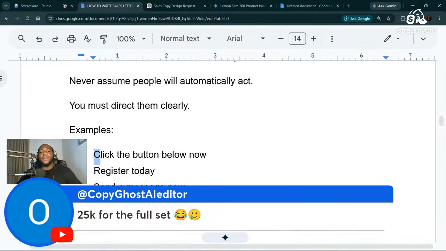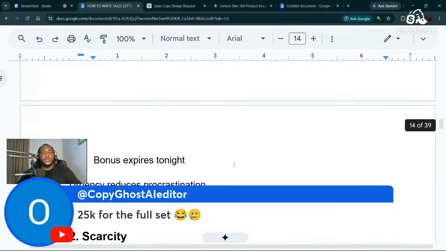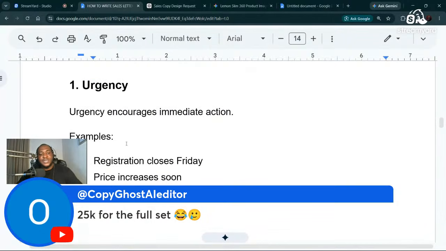Your own can be a button: click here to chat me up on WhatsApp, click here to send me a proof of payment, XYZ, depending on the one you want to do. Another thing is urgency.